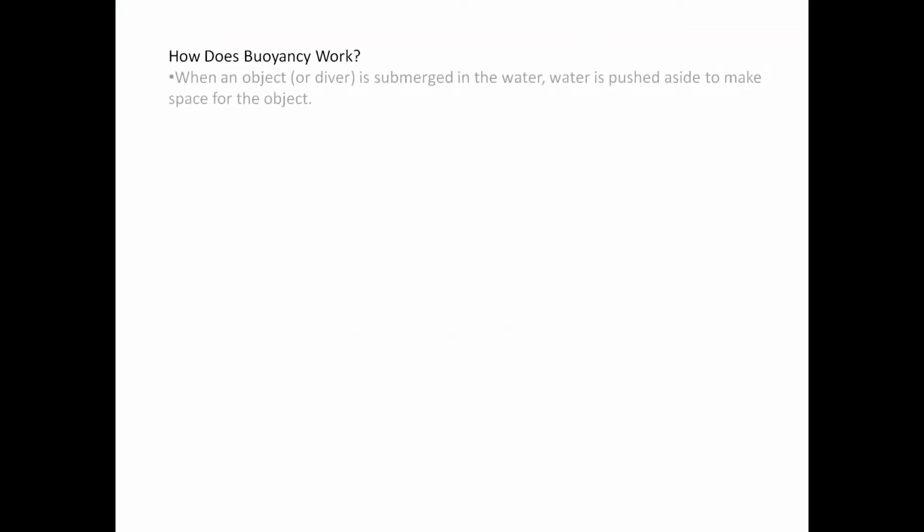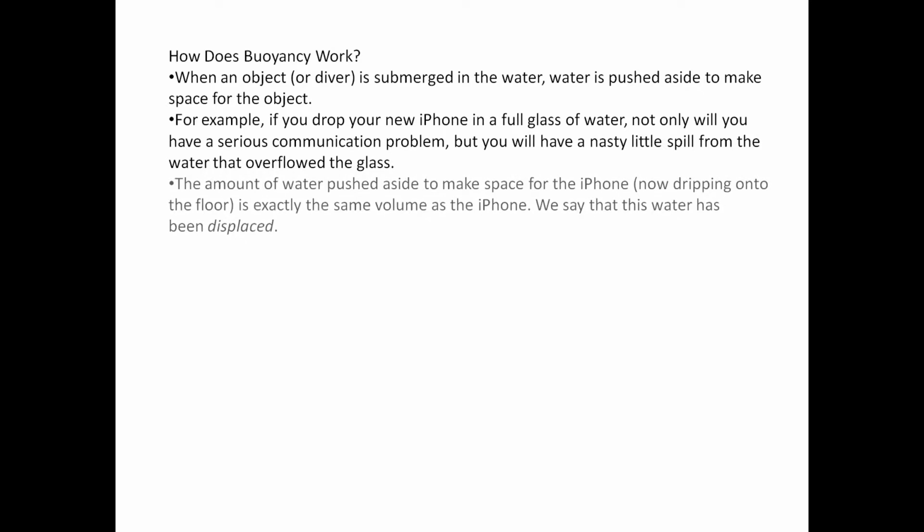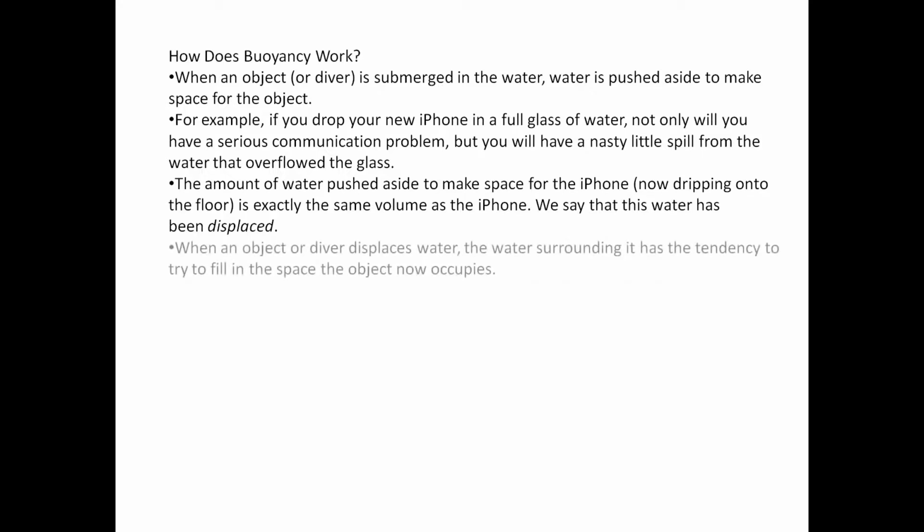How does buoyancy work? When an object is submerged in the water, water is pushed aside to make space for the object. For example, if you drop your new iPhone in a full glass of water, not only will you have a serious communication problem, but you will have an accidental spill from the water that overflowed the glass. The amount of water pushed aside to make space for the iPhone is exactly the same volume as the iPhone itself. We say that this water has been displaced.